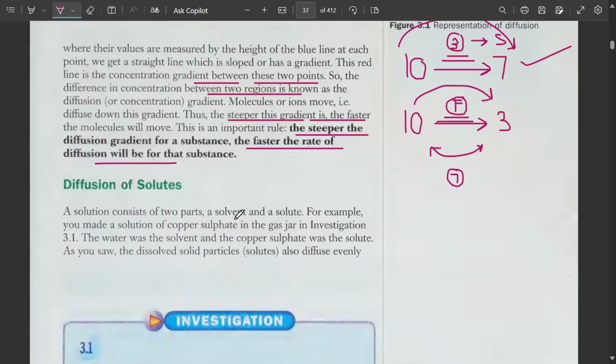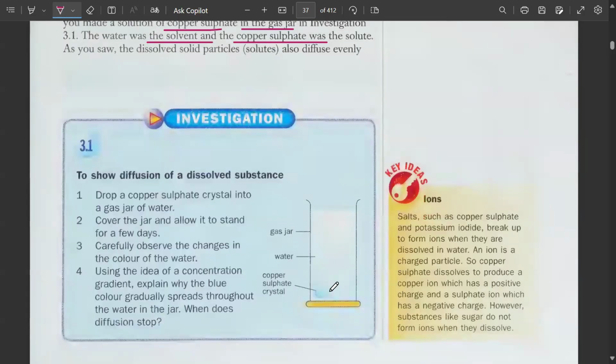A solution consists of 2 parts. A solution is made of 2 things, the solvent and the solute. It's a simple thing: you have a solvent, and whatever dissolves in it will be called the solute. Together the two make a solution. For example, in a solution of copper sulfate in a gas jar investigation, the water was the solvent and copper sulfate was the solute. Slowly, what is going to happen? They are going to dissolve evenly and diffuse evenly throughout, the crystals in relatively even quantities.